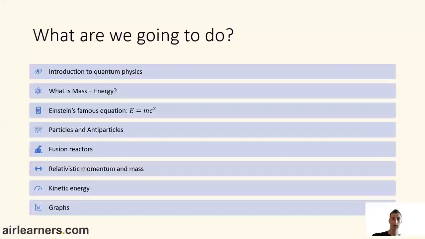So what are we going to do? Well, we'll start off with a quick introduction to quantum physics. We'll then discuss what is mass energy. We'll have a look at Einstein's famous equation, particles and antiparticles, and then an application of that in fusion reactions. We'll finish off with some relativistic momentum and relativistic mass, kinetic energy, and taking a look at some graphs.